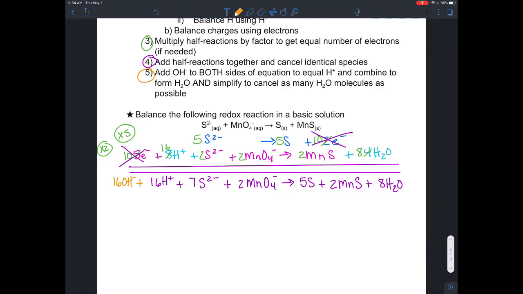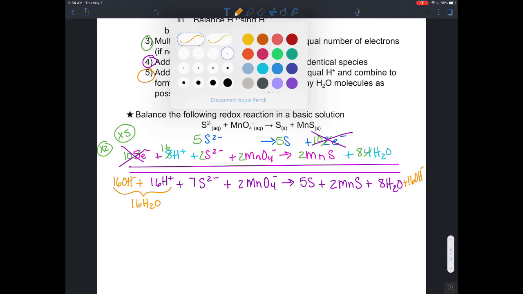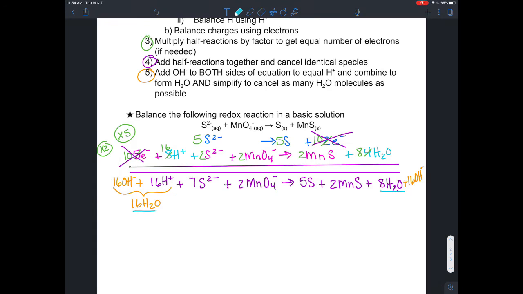Now when I add these together, this is going to give us a total of 16 H2Os. And then I have to add that 16 OH minus to the other side. Now let's take a look at our H2Os for just a moment. I have 8 on this side and I have 16 on this side. So I'm going to cancel out those things that are on both sides, so we can eliminate 8 of those and reduce this to be only 8.